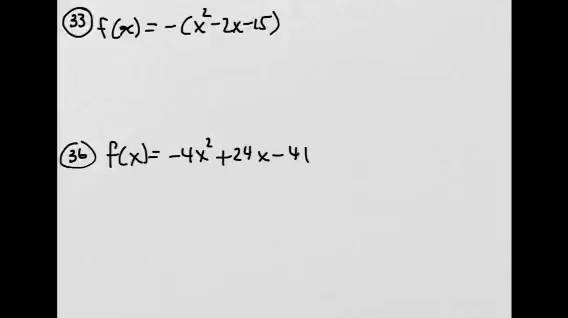So for 33 and 36, again, they want you to describe the graph, find the vertex, and the x-intercepts, if it has any. So the way 33 is set up, since the negative is already factored out, I can keep it out and just factor this part. So factors of negative 15 that add up to negative 2 are negative 5 and positive 3. So this is the same quadratic, just factored.